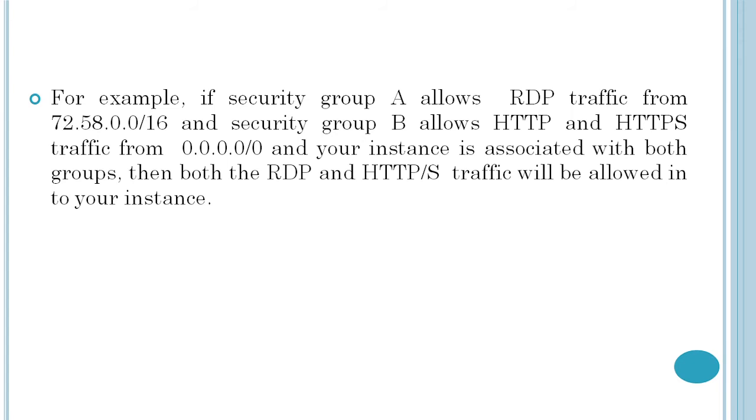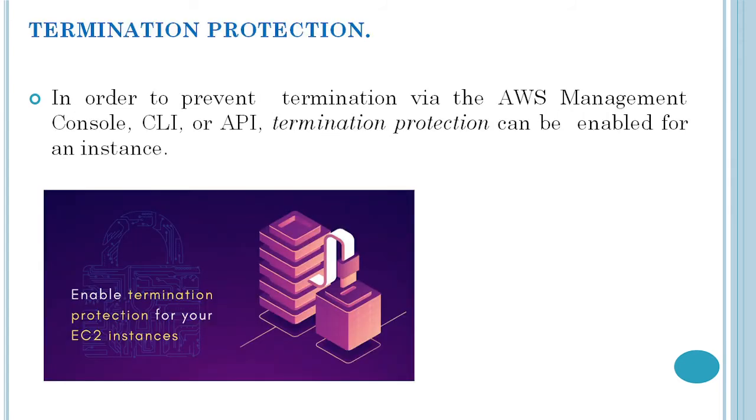For example, if security group A allows RDP traffic from 72.52.0.0/16 and security group B allows HTTP and HTTPS traffic from 0.0.0.0/0, and your instance is associated with both groups, then both RDP and HTTPS traffic will be allowed into your instance. In order to avoid termination by accident, we can set termination protection on. To prevent termination via the AWS Management Console, CLI, or API, termination protection can be enabled on the instance. While enabled, calls to terminate the instance will fail until termination protection is disabled.